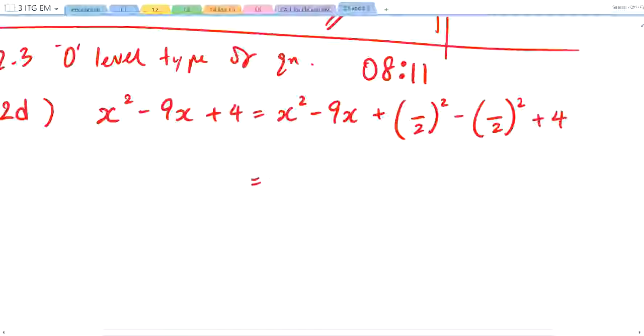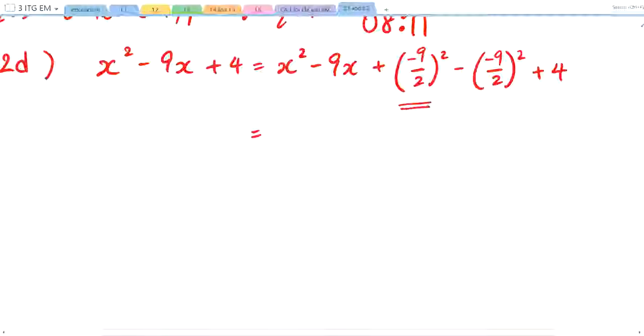So the question is, what goes into the numerator? Negative 9. Okay, shall we evaluate this to become 81 over 4? Is there a need to? So meaning, this step, x squared minus 9x plus 81 over 4 minus 81 over 4 plus 4. Is there a need to evaluate this? There's no need.